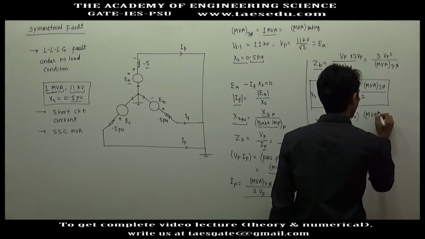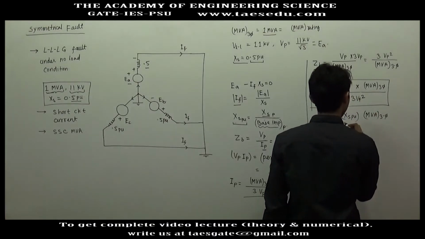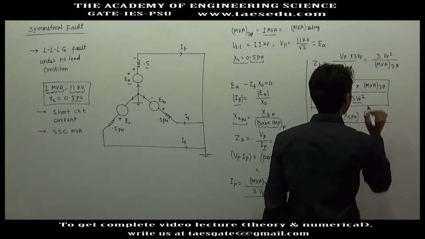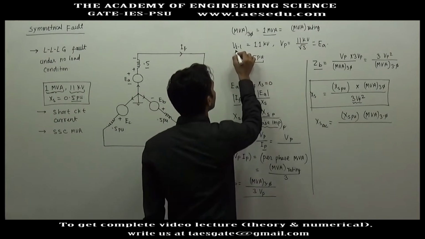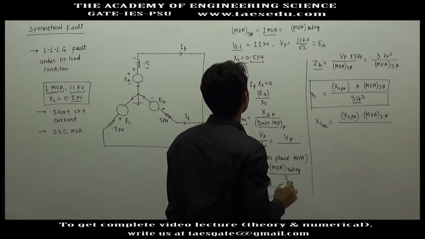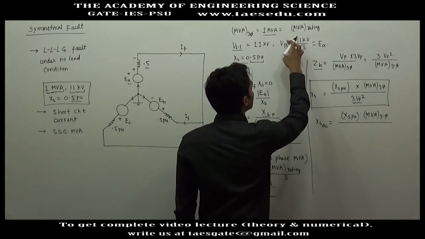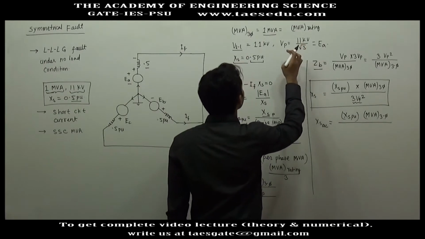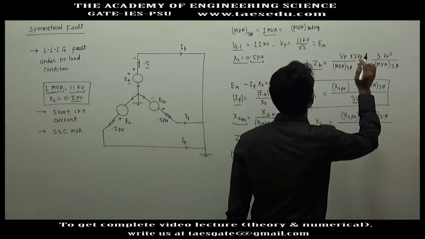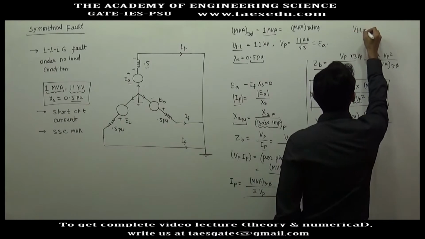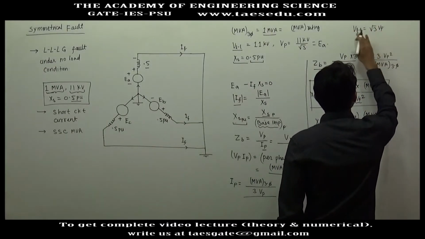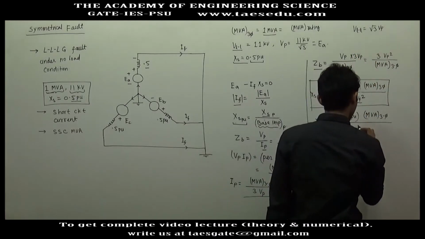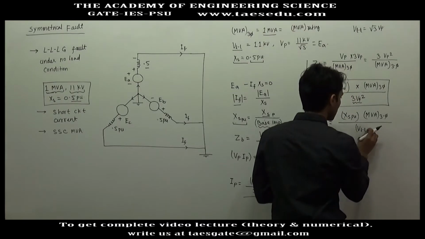3 phase MVA rating divided by, what is 3 Vp square? 3 Vp square is nothing but the line to line voltage square. Okay, VLL is equal to root 3 Vp. So 3 Vp square will be VLL square. So we will write it as VLL square, or voltage rating square.